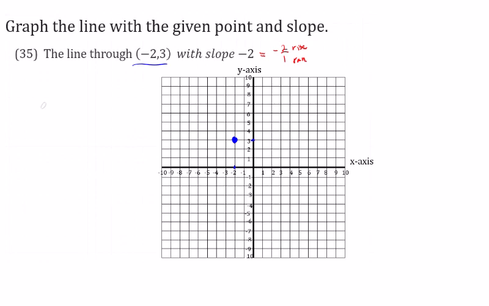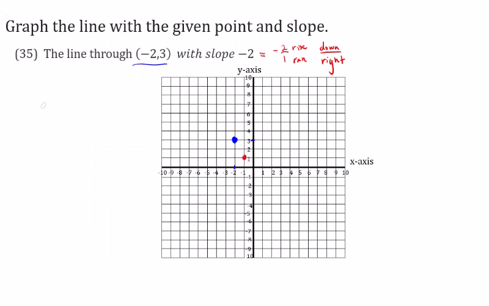So instead of going up and right, we can go down and right. Or if you want to, you can go up and left. So you can either go down and right or up and left. That's the same thing. Okay, same. Each of those has a negative slope. So I'm going to go down 2 and right 1.